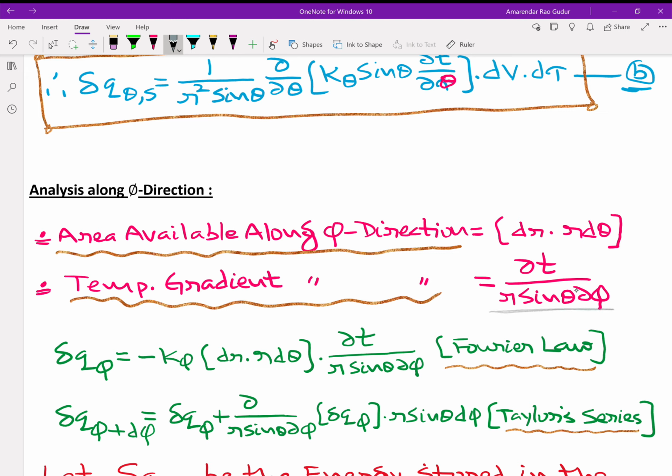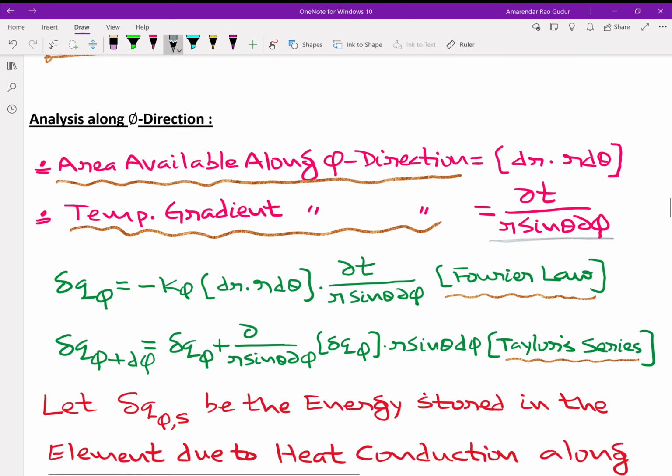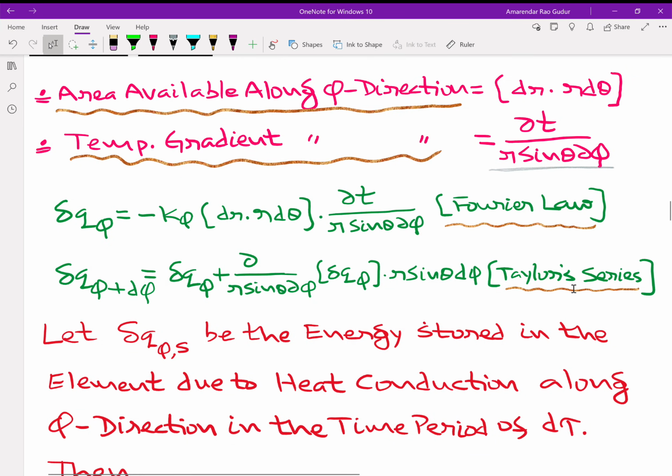Accordingly, the gradient will be del T by r sin theta del phi, which has to be taken in the Fourier law as well as in the Taylor series, which we are going to realize. So del q phi will be minus k phi dr r d theta del T by r sin theta del phi. Then del q phi plus d phi would be del q phi plus del by r sin theta del phi of del q phi times r sin theta d phi.